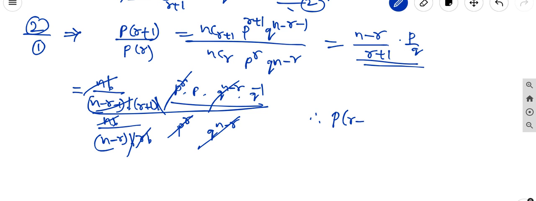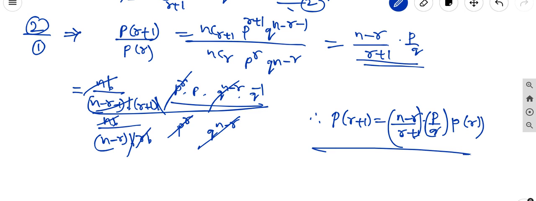Therefore, P of R plus 1 is equal to n minus R by R plus 1 into P by Q into P of R. This is the mode relation of the binomial distribution.